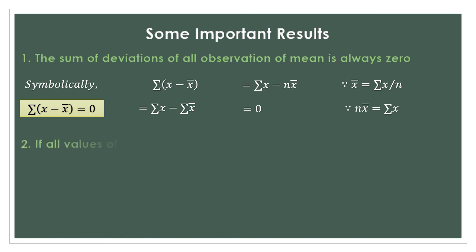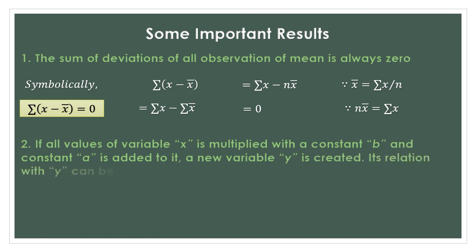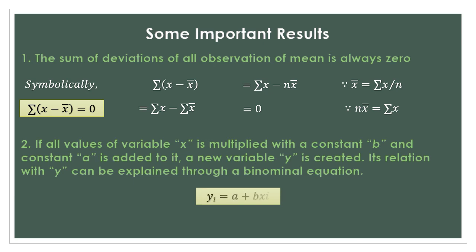The second important result which I am going to show you here is that if all the values of variable x are multiplied by a constant b and a constant a is added to it, a new variable y is created. Now the relationship between variable x and y can be explained through a binomial equation: yi is equal to a plus b xi. xi is multiplied with b and a is added to it, so that we can get the variable y.